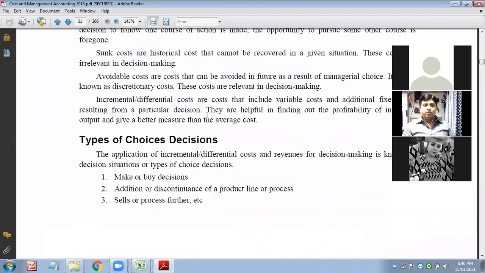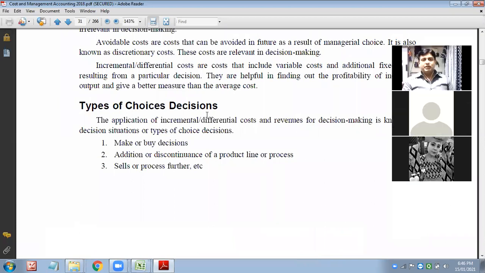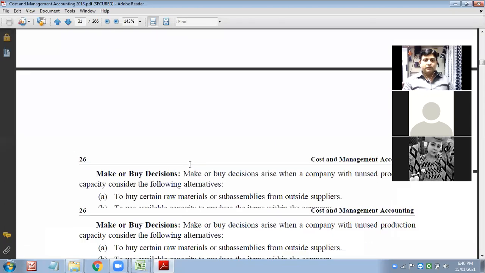And cost and all I need not teach. You are very much aware there are three types of cost. Based on that concept only we will proceed further. So whether to make, whether to discontinue the product, whether to sell or process further.